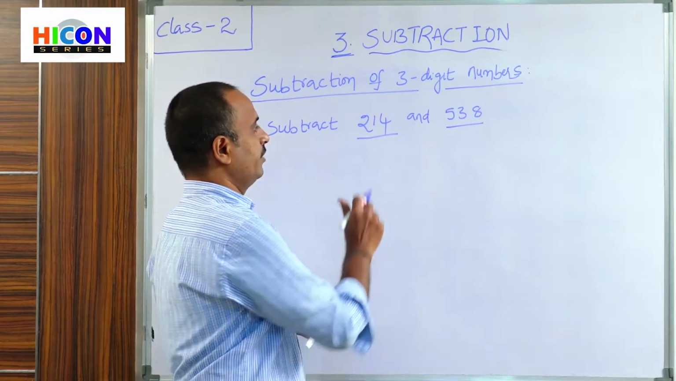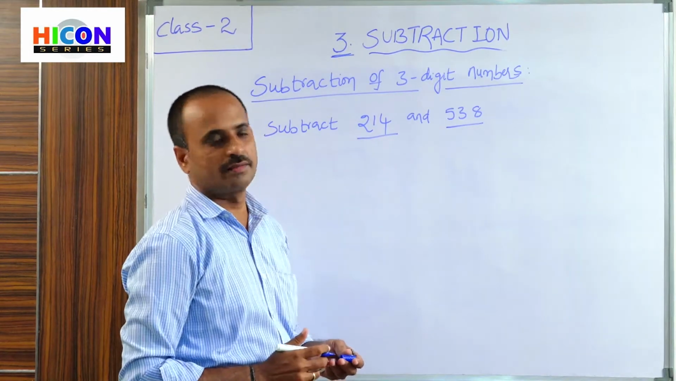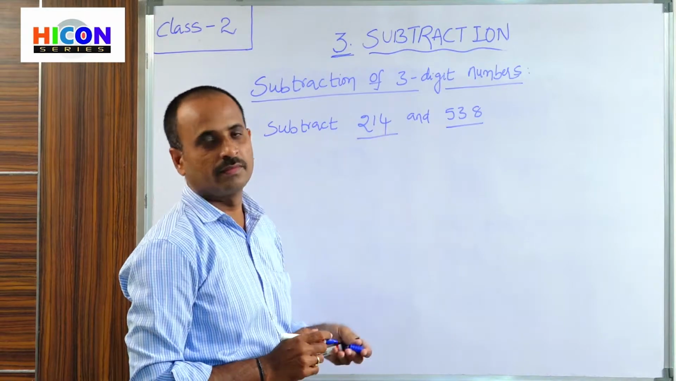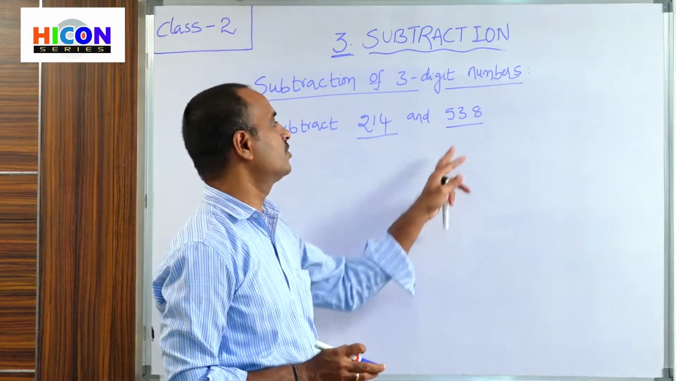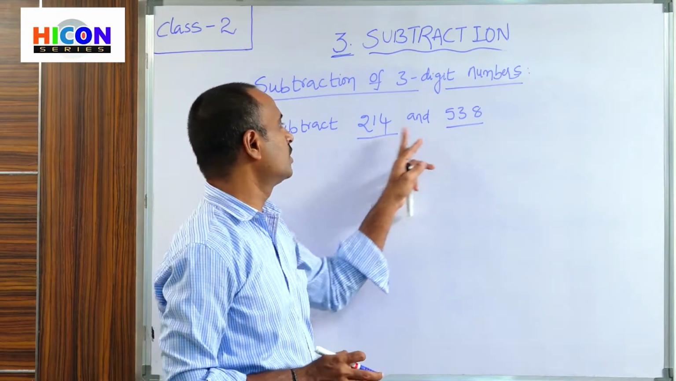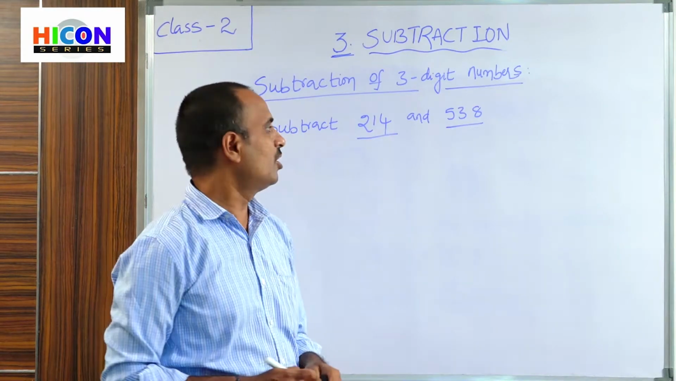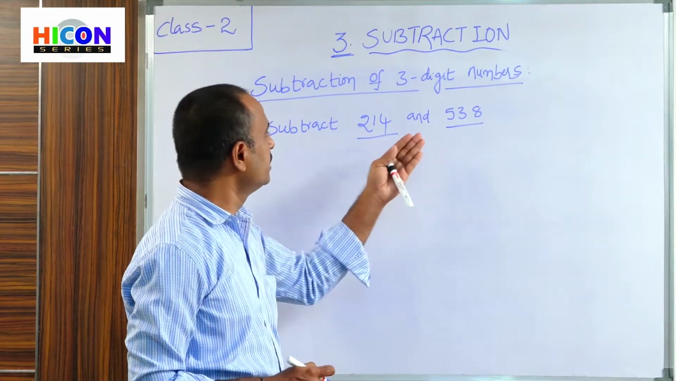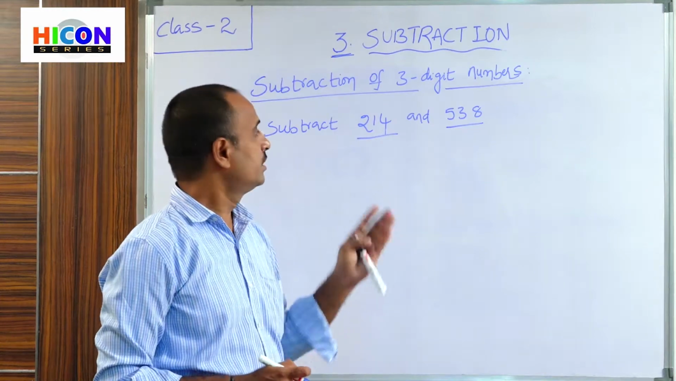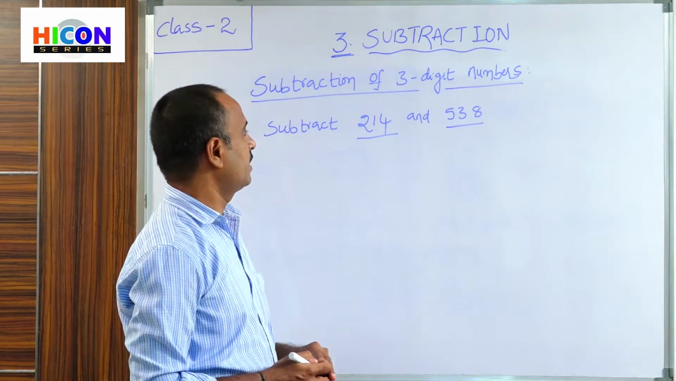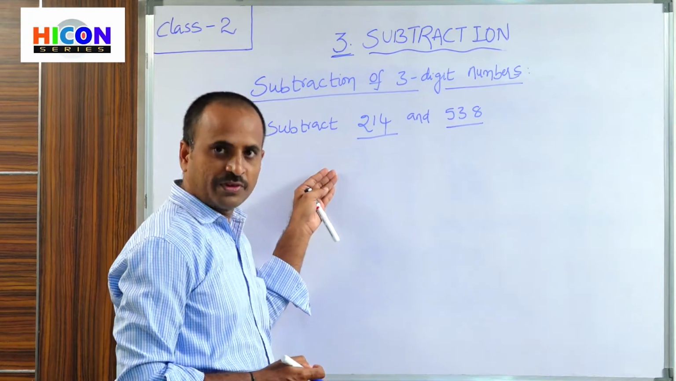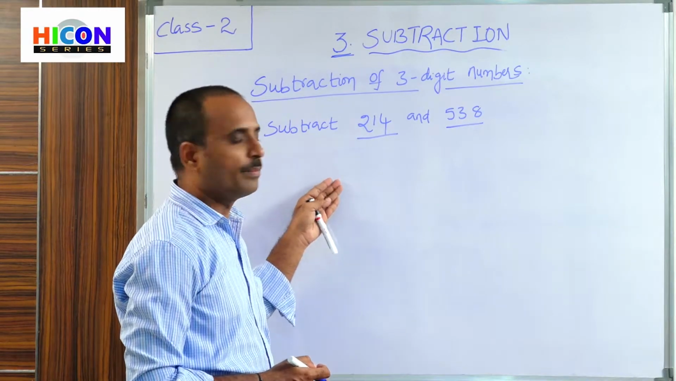Here 214 has three digits, 1, 2, 3, and 538 also has three digits. Here both are three-digit numbers. Then how to subtract these three-digit numbers? Write the bigger number first and write the smaller number below it.